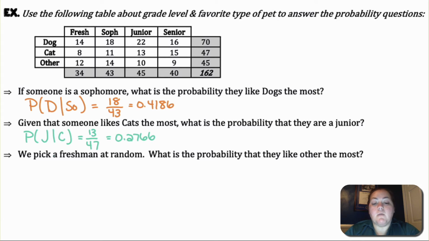We pick a freshman at random. What is the probability they like other the most? So, other given they are a freshman. So, 12 freshmen picked other out of 34 total freshmen. So, 0.3529.